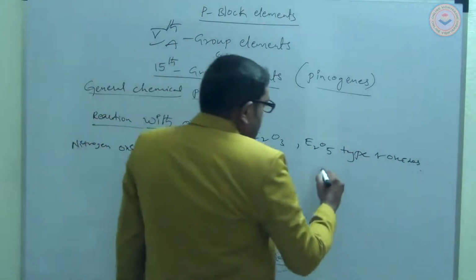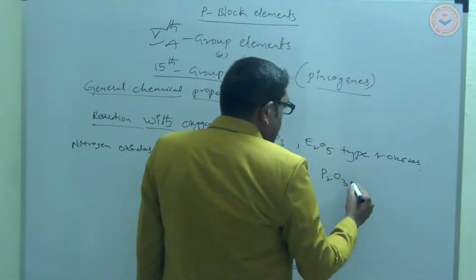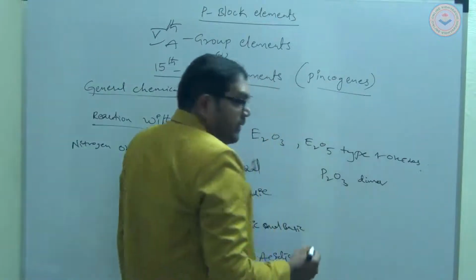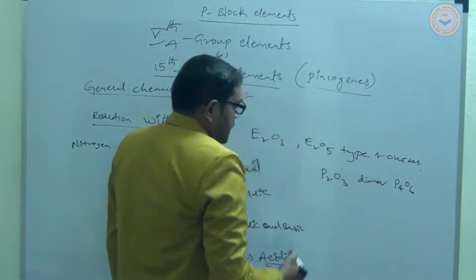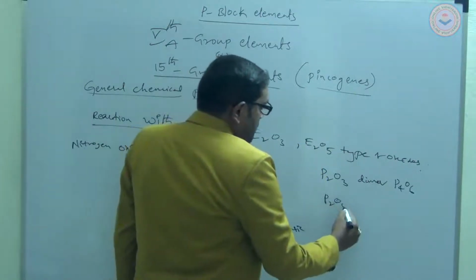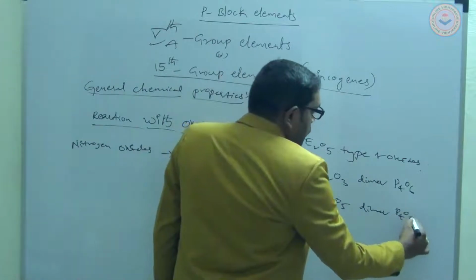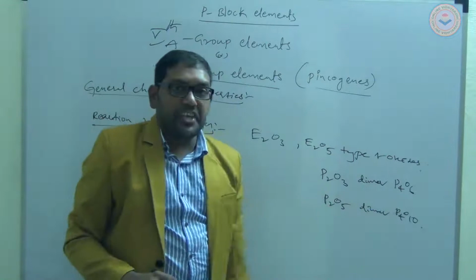the remaining elements like phosphorus form P2O3 type of oxide, which exists in dimer form. The dimer form of phosphorus trioxide is P4O6 and the dimer form of phosphorus pentoxide is P4O10. Both are acidic; phosphorus oxides are acidic.